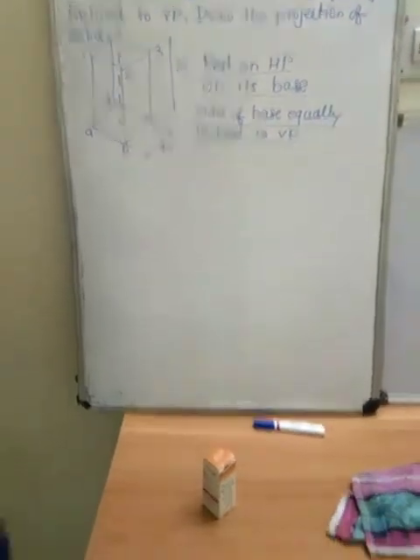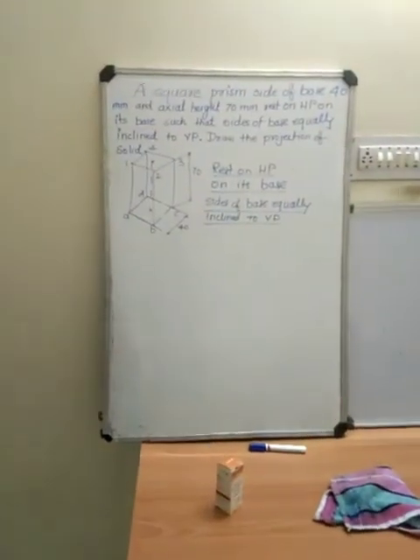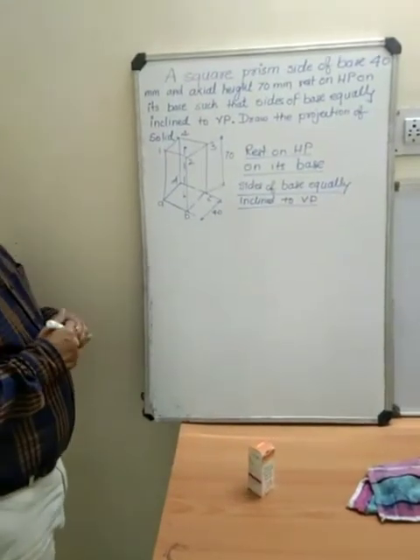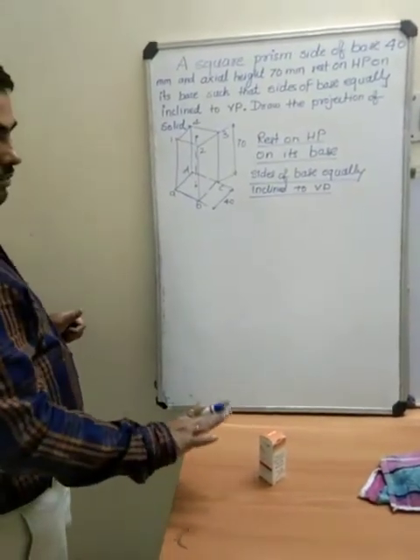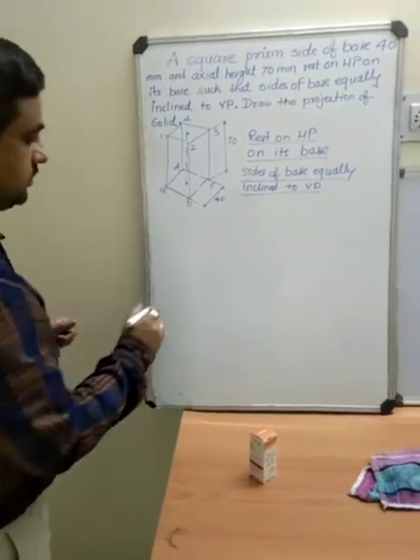The top view of this is like that. And this is your front view. Front view is like that. Now we have to start the drawing. This is the position of the solid. You know the solid, and now you have to draw the solid.